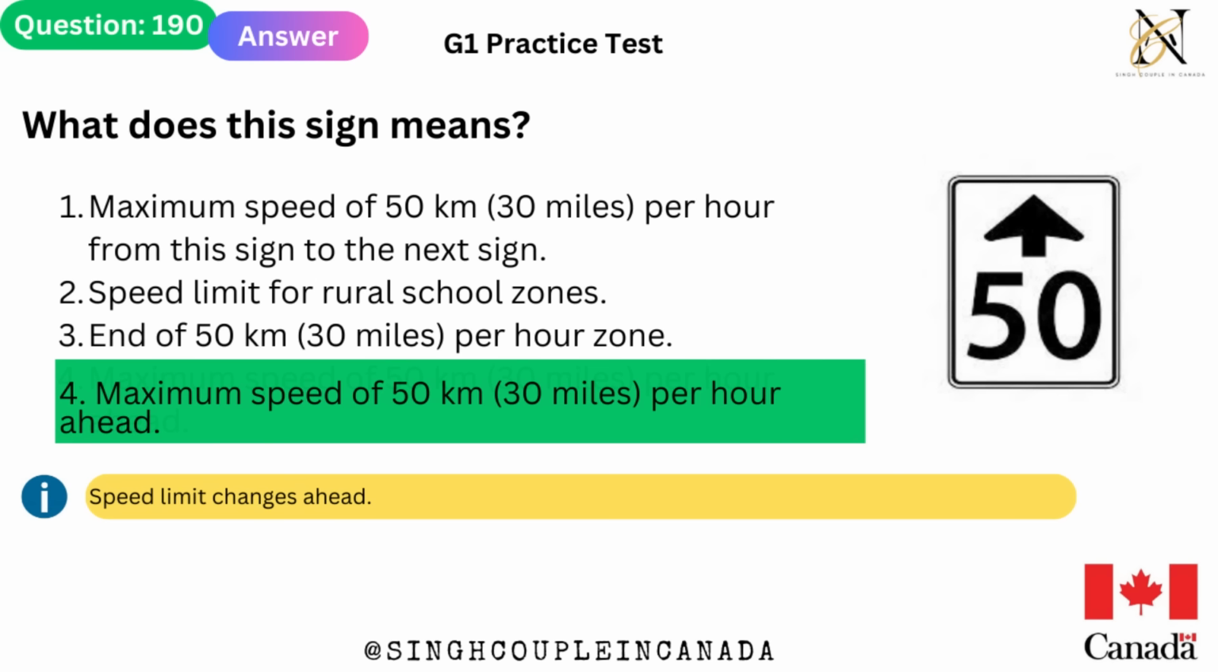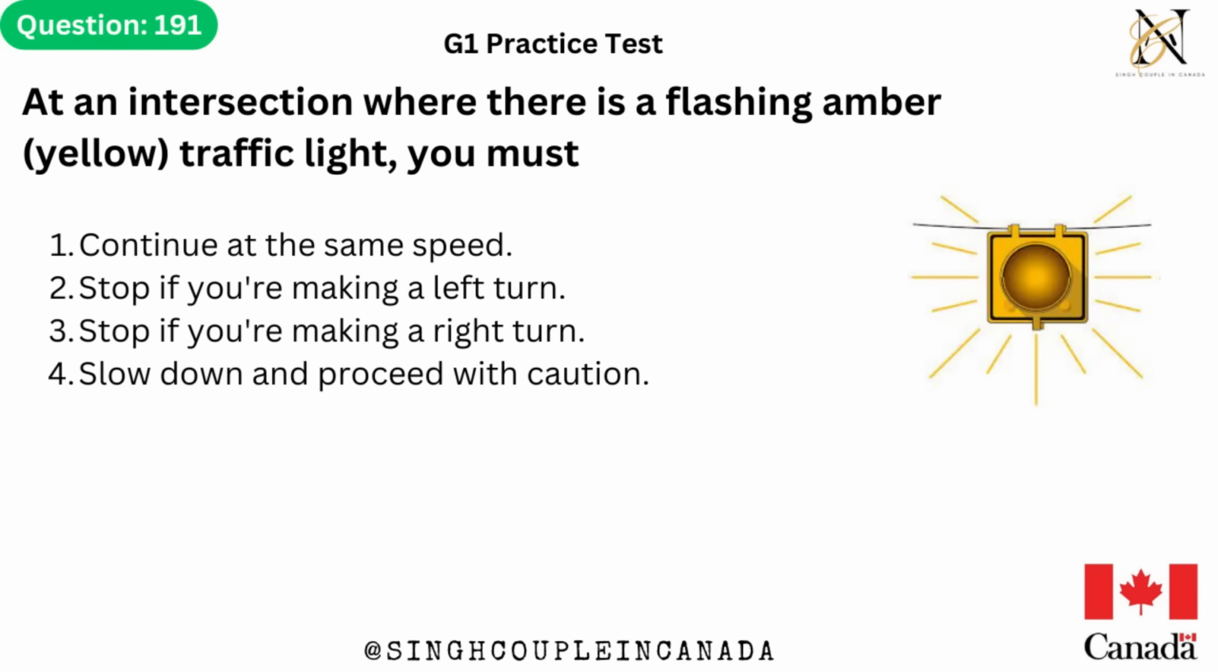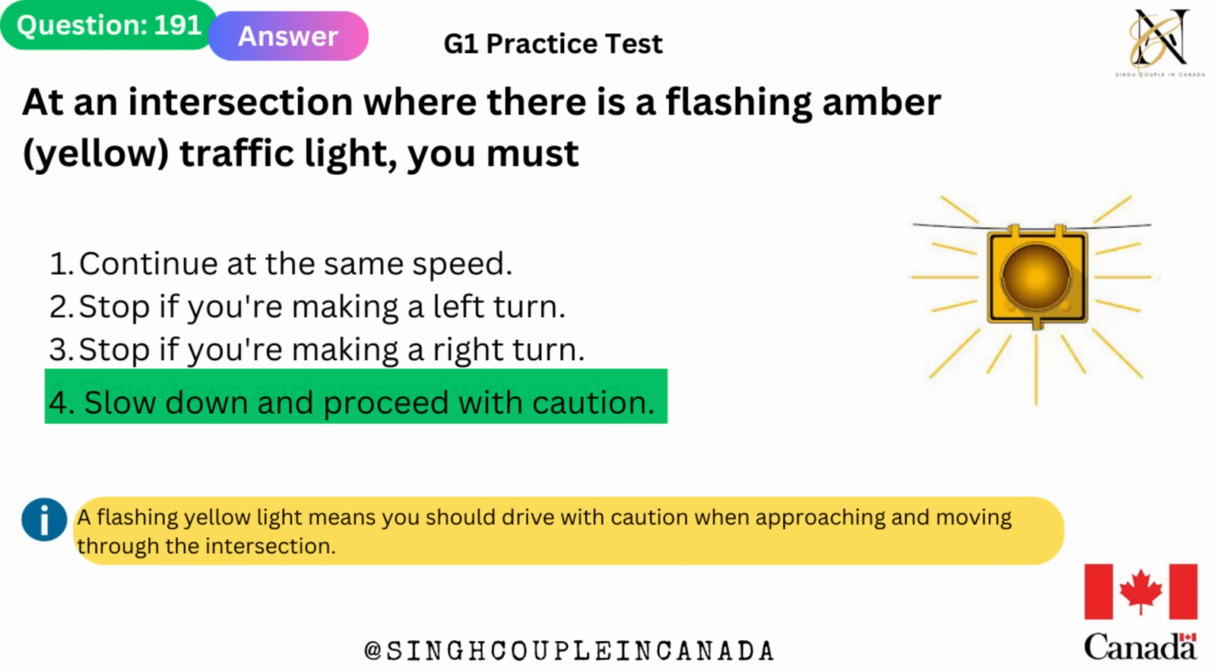Speed limit changes ahead. At an intersection where there is a flashing amber, yellow, traffic light, you must: 1. Continue at the same speed. 2. Stop if you're making a left turn. 3. Stop if you're making a right turn. 4. Slow down and proceed with caution. The answer is 4. Slow down and proceed with caution. A flashing yellow light means you should drive with caution when approaching and moving through the intersection.